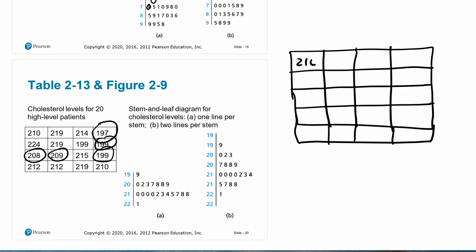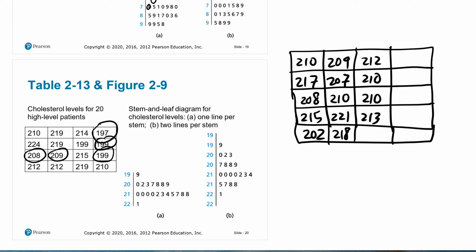So this is supposed to be 210, 217, 208, 215, 202, 209, 207, 210, 221, 218, 212, 210, 210, 213, 200, 208, 218, 214.